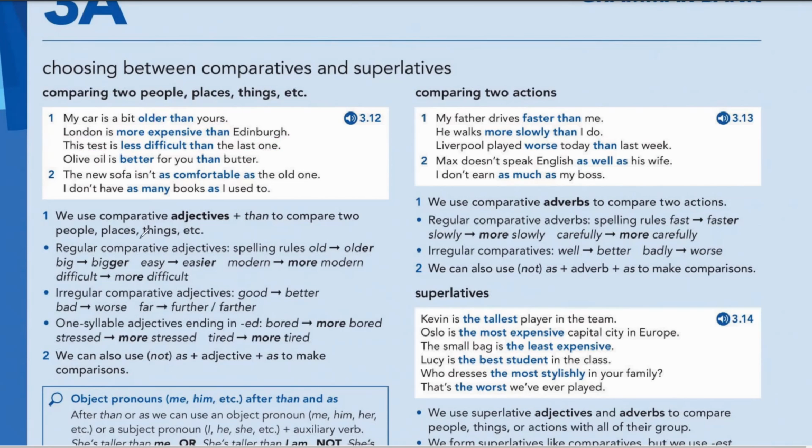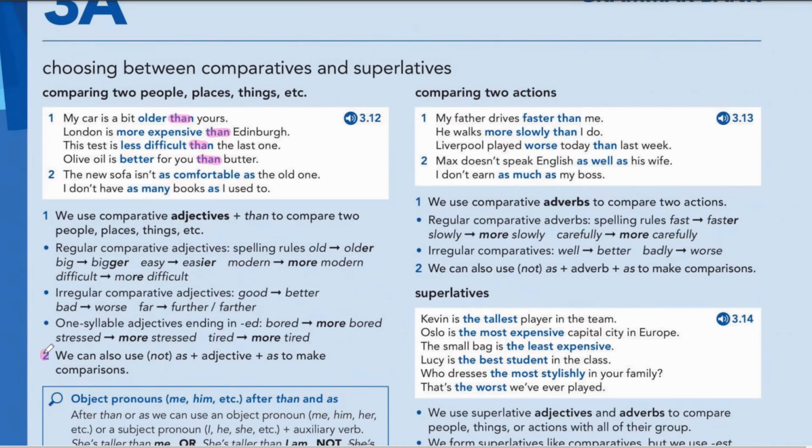And we've got irregular adjectives as well. For example, good becomes better, the comparative. The comparative of bad is worse. The comparative of far has two versions here, further or farther. You can say it both ways. Like, olive oil is better for you than butter. Olive oil is better than butter. Okay, so it's also important that you use than when you use these comparatives.